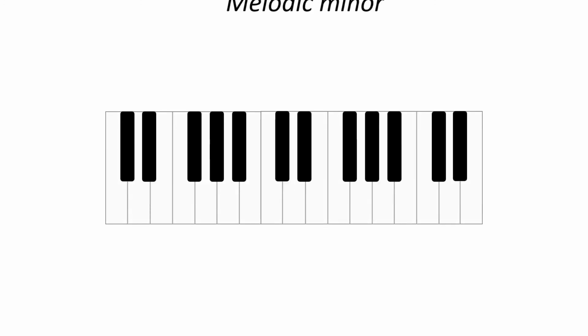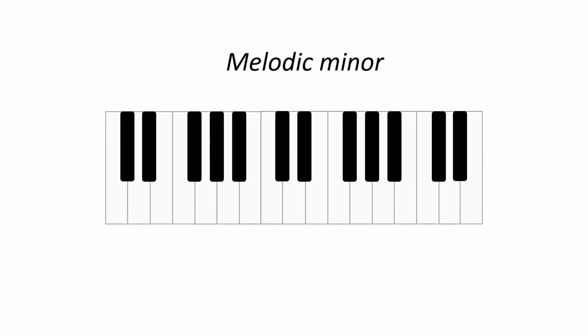While for melodic minor, the progression is different going up and down. When the progression is going up, the 6th and 7th are naturals. If it is going down, we play the flattened 6th and 7th.